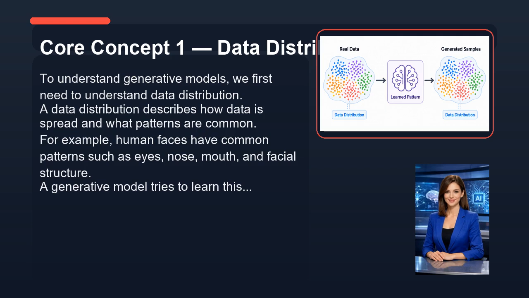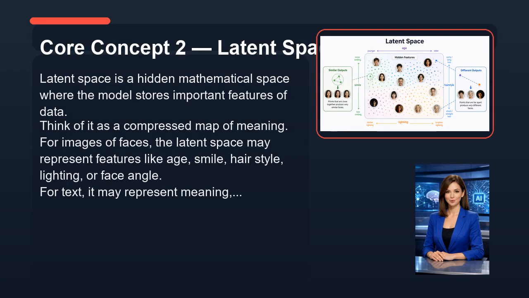Now let's look at core concept 2, latent space. Latent space is a hidden mathematical space where the model stores important features of data. Think of it as a compressed map of meaning. For images of faces, the latent space may represent features like age, smile, hairstyle, lighting, or face angle. For text, it may represent meaning, tone, grammar, topic, or writing style. The model does not store these features like human words, but as numerical patterns. By moving through latent space, a generative model can create different but related outputs.